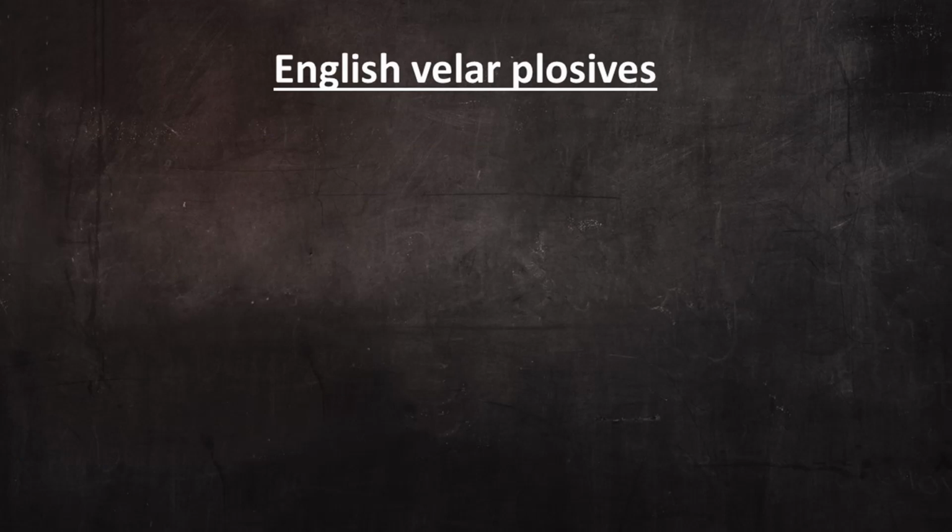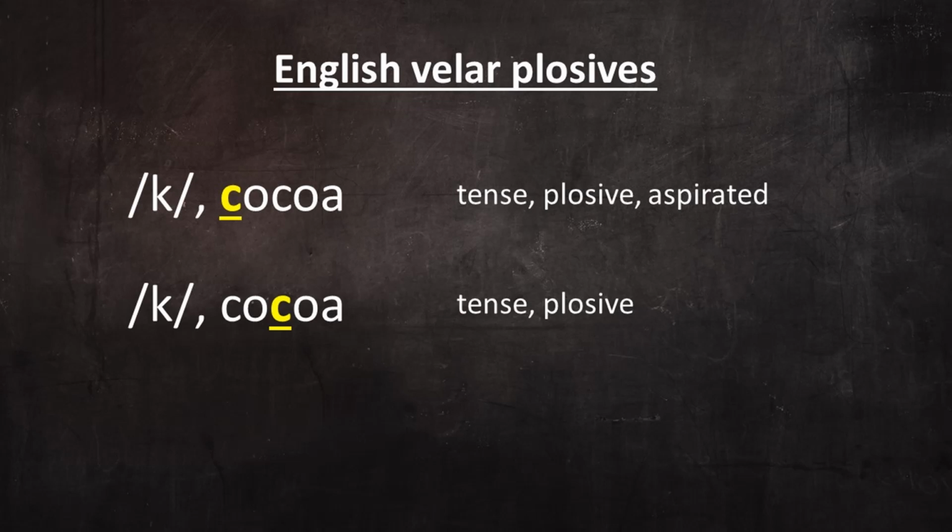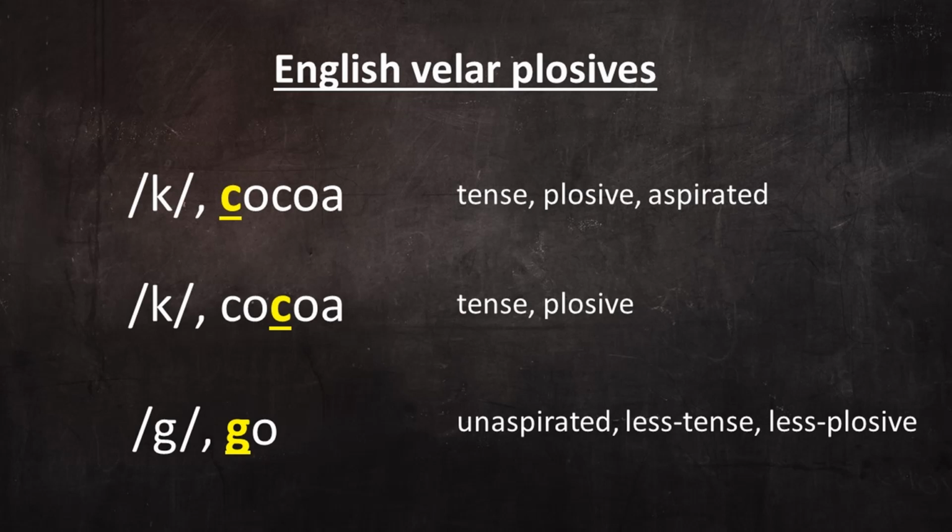If you rank the English velar plosives, voiceless and voiced, they go like this, with stressed syllable initial K, tense, plosive, and aspirated, unstressed syllable initial K, tense and plosive, and stressed syllable initial G, unaspirated, and both less tense and less plosive than any K.